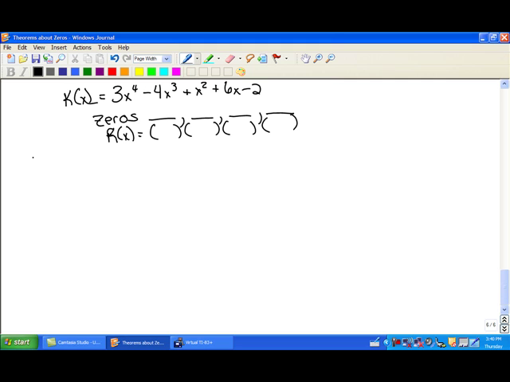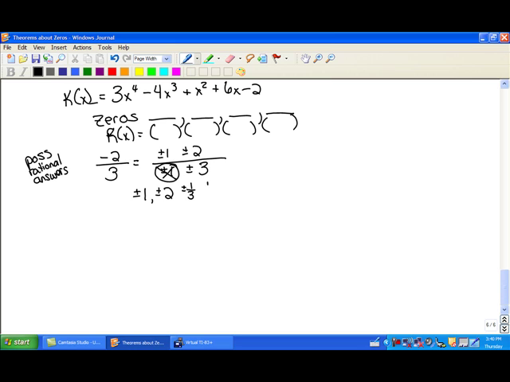This one does not factor from the beginning, so we'll show our possible rational answers. We get this by taking again the factors of the constant divided by factors of the lead coefficient. Factors of negative 2 are plus or minus 1 and 2. Factors of 3 are plus or minus 1 and plus or minus 3. This gives us a complete list of plus or minus 1, plus or minus 2, plus or minus 1/3, and plus or minus 2/3. 8 potential rational answers.